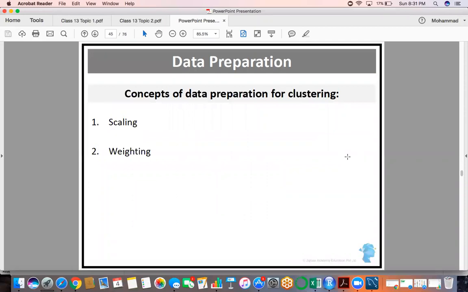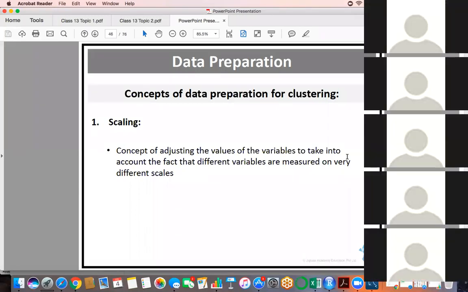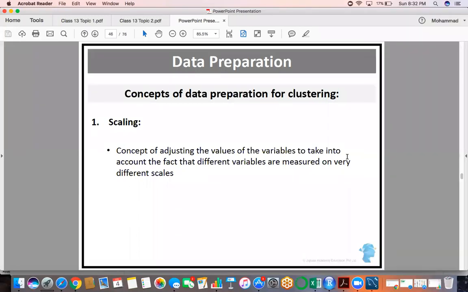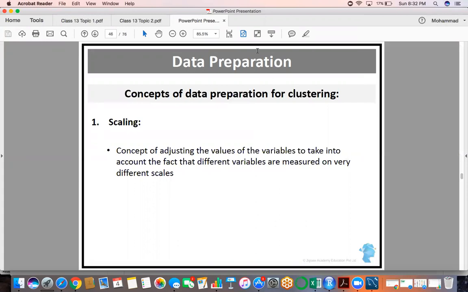You do scaling and weighting. If you feel there are some data points weighing very little compared to other points, you scale them. If you find some data point which is huge compared to other data points, you weight it and bring it low in terms of magnitude. So just read it: the concept of adjusting the value of a variable to take into account the fact that different variables are measured on very different scales is called scaling. Are you clear with this concept of scaling?